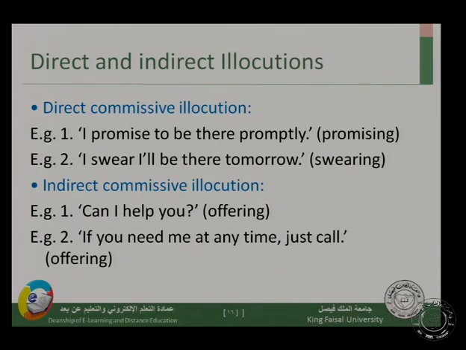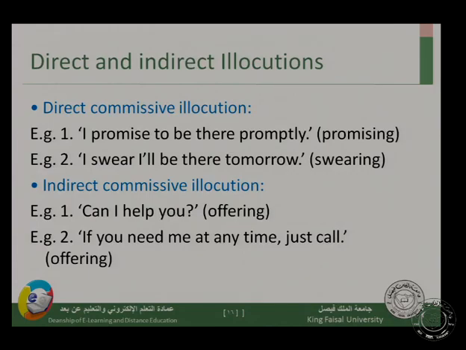We also have direct commissive elocution. For example, I promise to be there promptly. Here there is no more to the meaning of this utterance. You are committing yourself to doing something. I promise. So the other example is the same as well. I swear I'll be there tomorrow. You are also committing yourself to do something. So it is directly saying something and committing yourself to doing this thing, which is being there tomorrow, or to be there promptly or quickly.